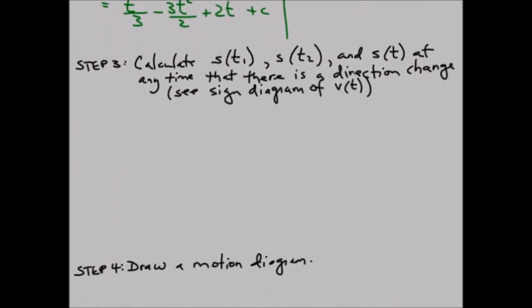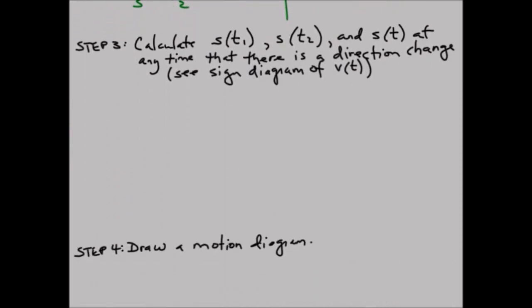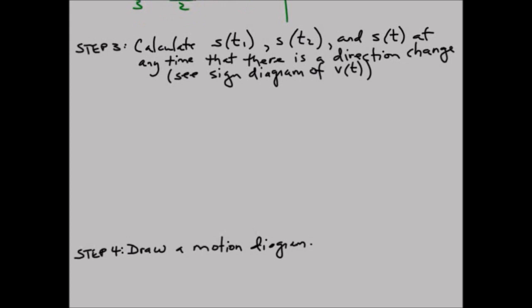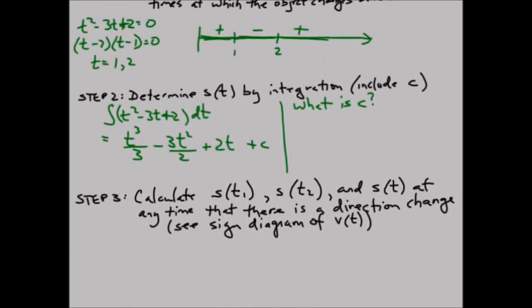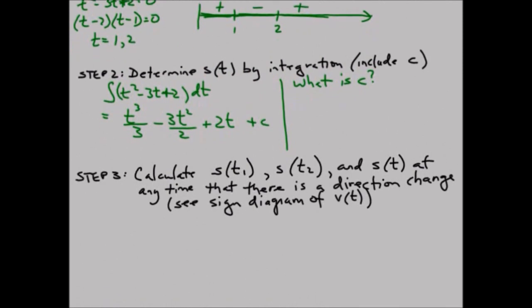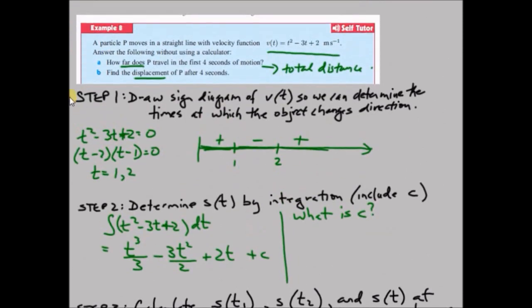Step 3, calculate s of t1, s of t2, and s of any places where it changes direction. So because the question asks us about the first 4 seconds, that means that t1 is 0 and t2 is 4. All right, and the other places we need to find are when t is 1 and when t is 2. So we're going to have to calculate all 4 of those.